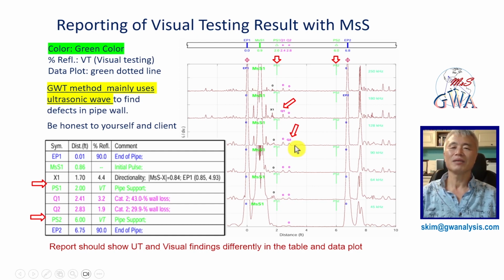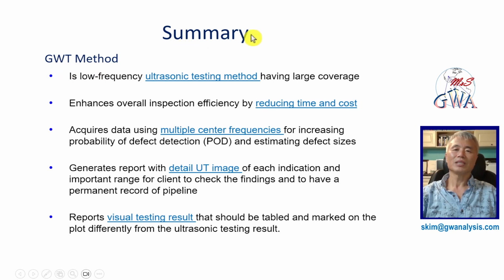If the inspection does not differentiate the visual testing and the UT testing in the table and the plot, there is a very high chance of inspectors doing simply visual testing under the name of guided wave testing. If a client asks inspectors to report the detailed UT image for each indication and important range, the client can check whether the inspector is doing guided wave testing properly. All defects are localized. What is wrong if a client asks for reporting a detailed UT image in long-range ultrasonic testing? Now let me summarize my presentation.